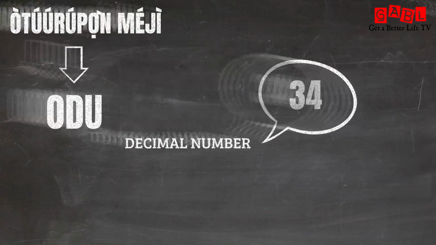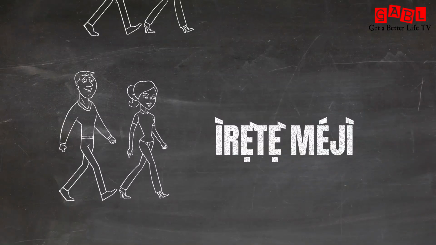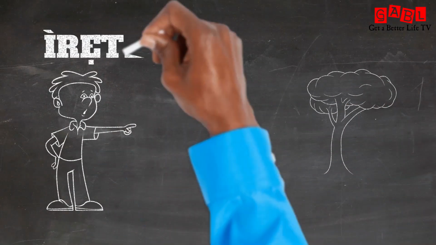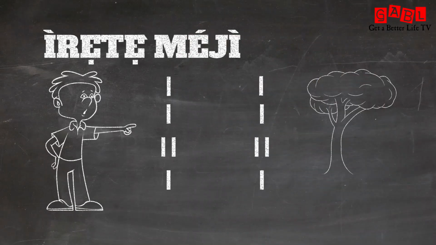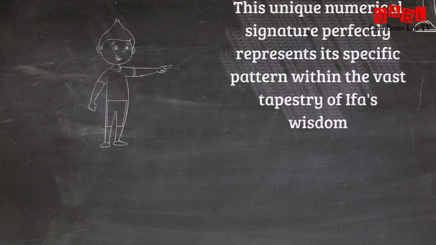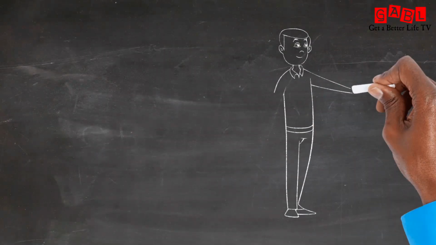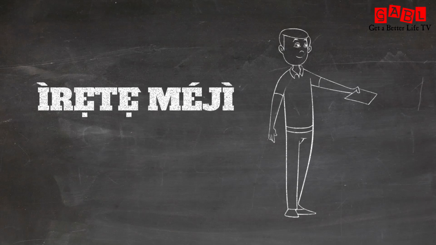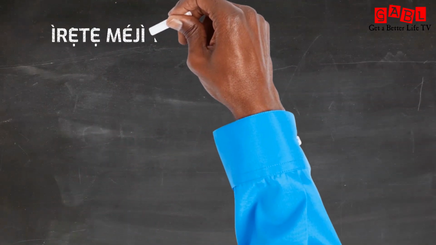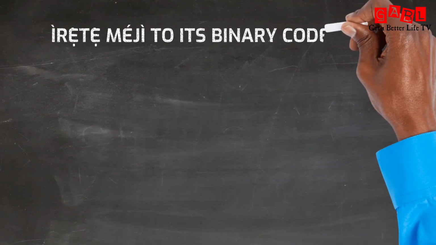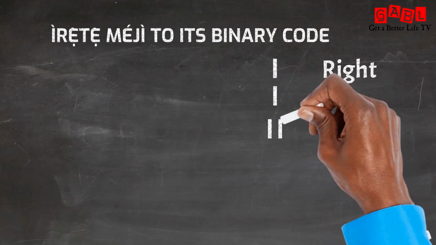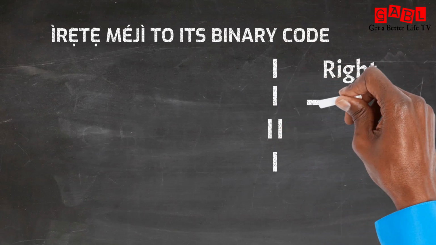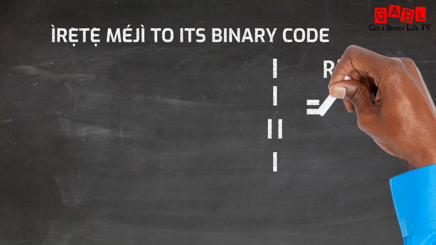So next we delve into Irete Meji, an Odu often associated with personal destiny, inner strength, and the power to overcome challenges. Its pattern also holds a specific numerical value. Here is a pattern for Irete Meji. Converting this to binary, the right column top to bottom has single line, double line, single line. This translates to 1, 1, 0, 1.